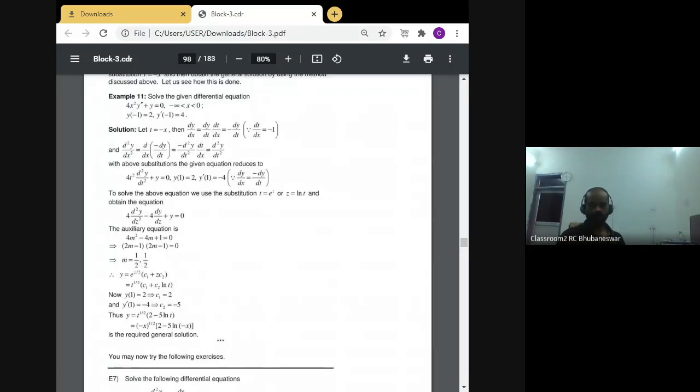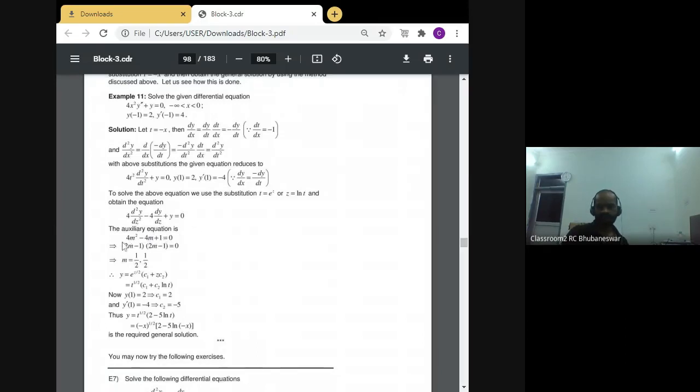Now after substituting this relation in the differential equation, the differential equation will be converted to this particular form: 4 d²y/dz² minus 4 dy/dz plus y equals 0. Now look at this particular differential equation in the form of z. Clearly, this is a homogeneous differential equation with constant coefficients.